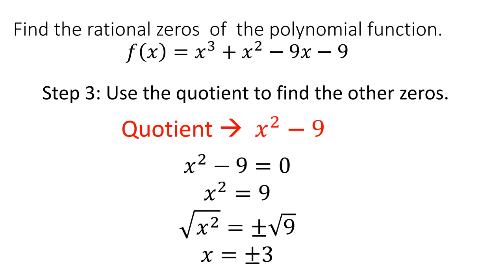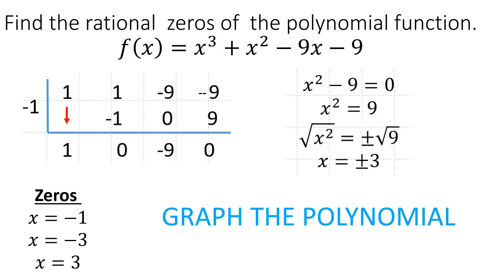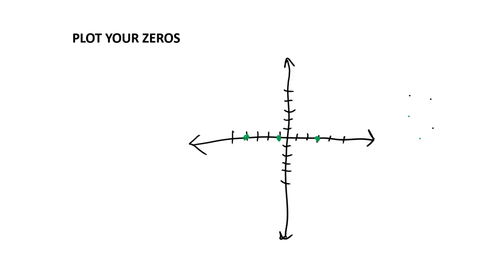Okay, it was a negative 1 that I discovered from synthetic division, and then from my quotient I have the negative 3 and the positive 3. So these are my zeros. Okay, so now we can graph the polynomial. So let's plot these zeros. These zeros here are indicated as green dots.